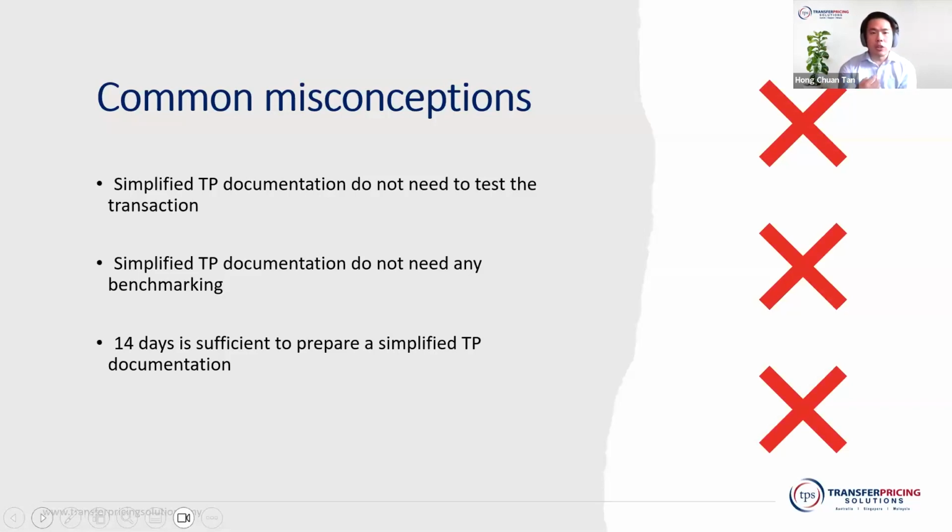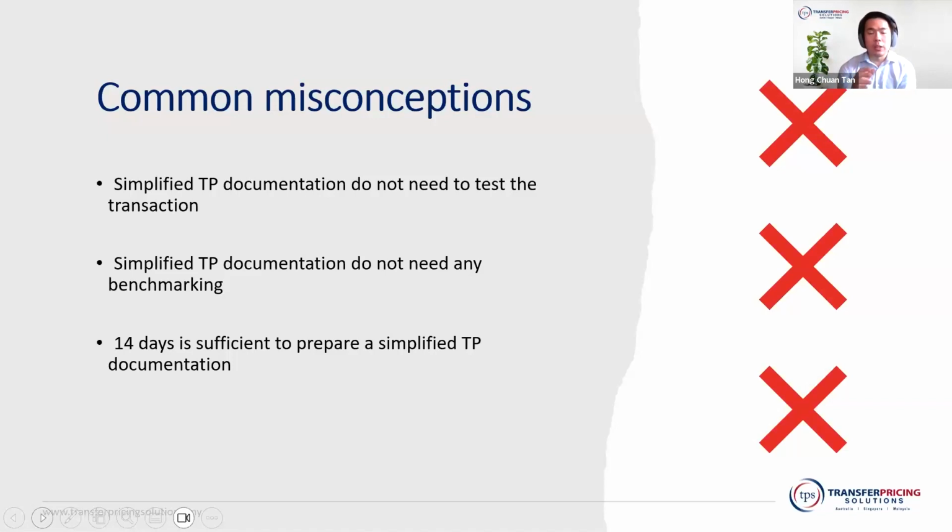So which means that you need to apply TP methods, you need to look at what benchmarking to be performed. Benchmarking in this case may be searching for comparable searches, or you may be using other methods to benchmark your control transactions against a comparable independent transaction, right? So regardless, you still need to test and make sure that you arrive at the conclusion whether your control transactions are transacted at arm's length or not, right?